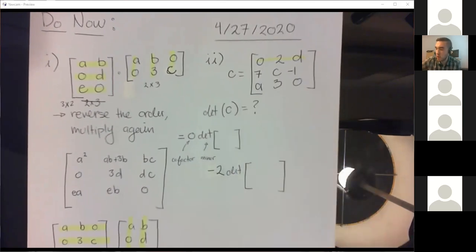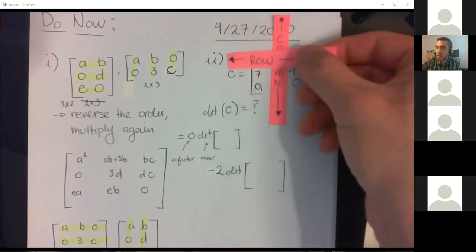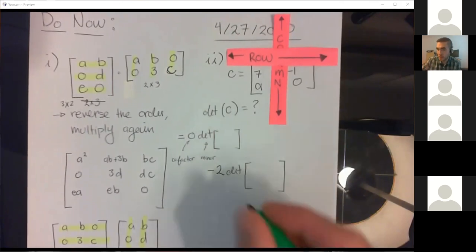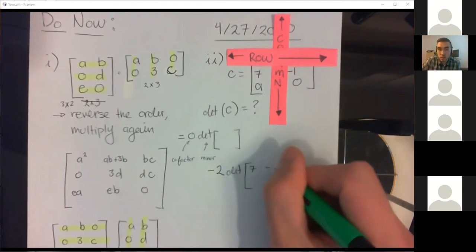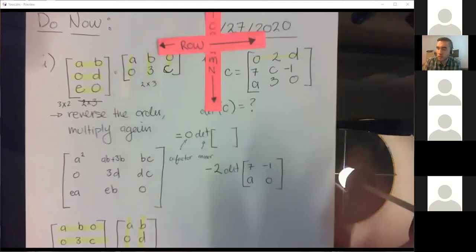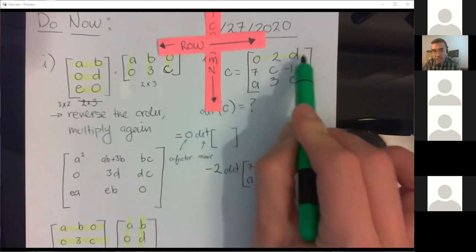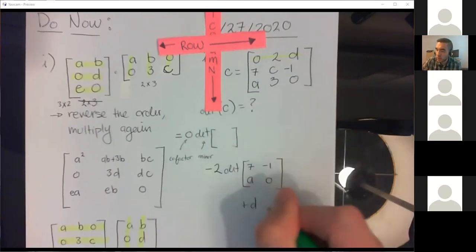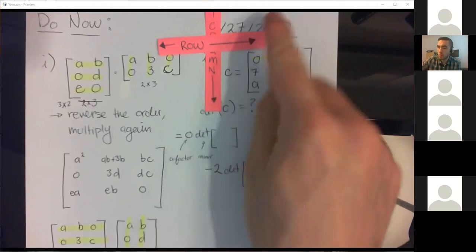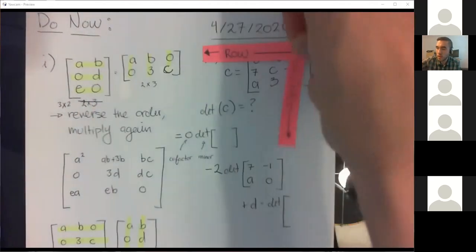The minor matrix is what you get when you block out the column that that number is in and the row that it's in. And so the minor matrix here that we're taking the determinant of is 7, minus 1, A, 0. And then our final cofactor and minor set that we need to produce this determinant is just this one here, D. So it's going to be plus D multiplied by the determinant of the minor matrix made when we block out its row and column.